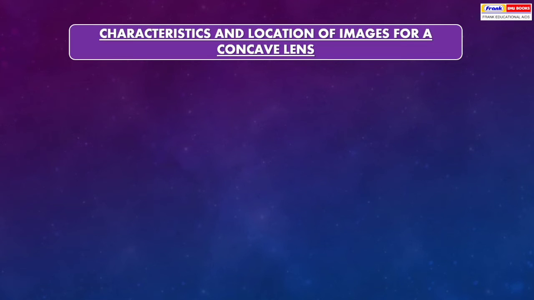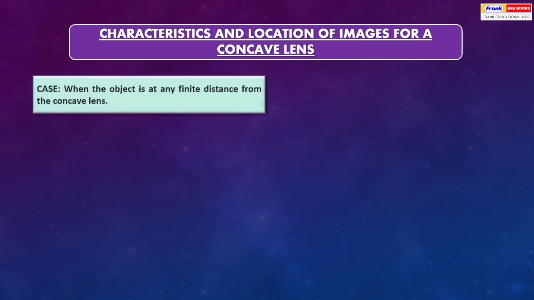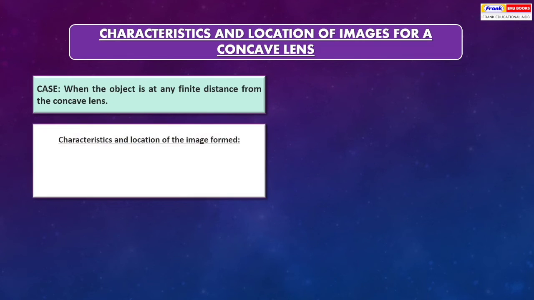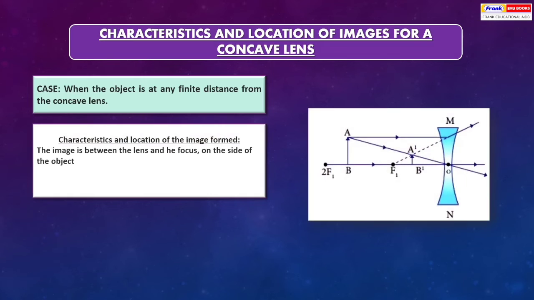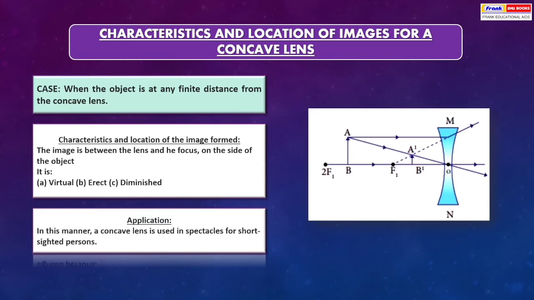Characteristics and location of the image for a concave lens. Case. When the object is at any finite distance from the concave lens. Characteristics and location of the image formed. The image is between the lens and the focus on the side of the object. It is virtual, erect, and diminished. Application. In this manner, a concave lens is used in spectacles for short-sighted persons.